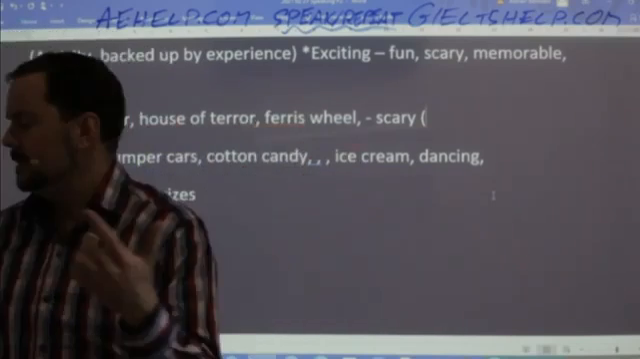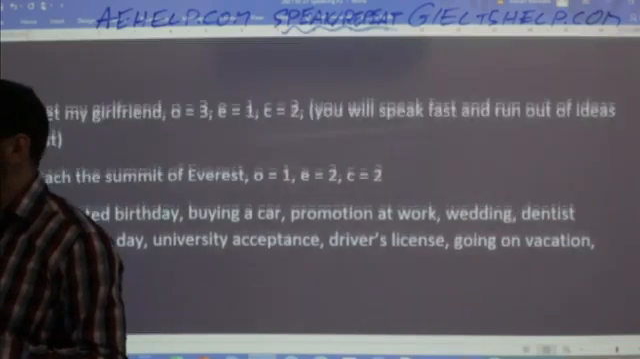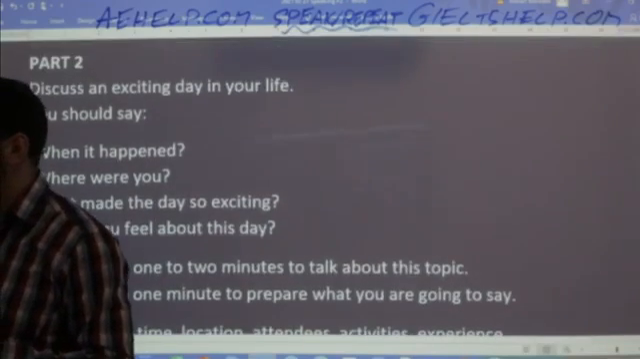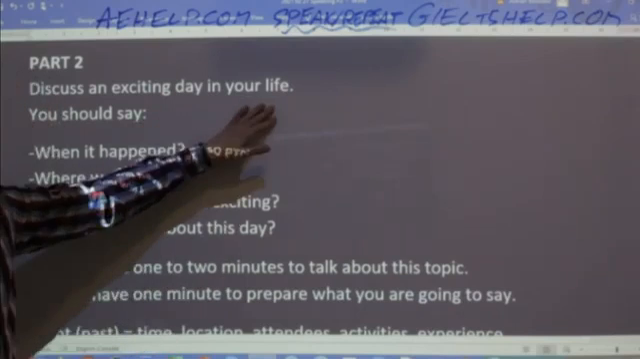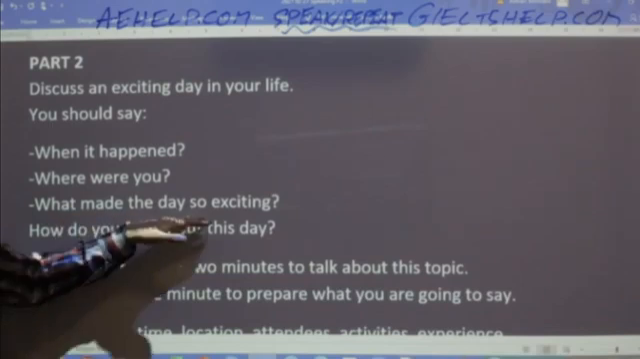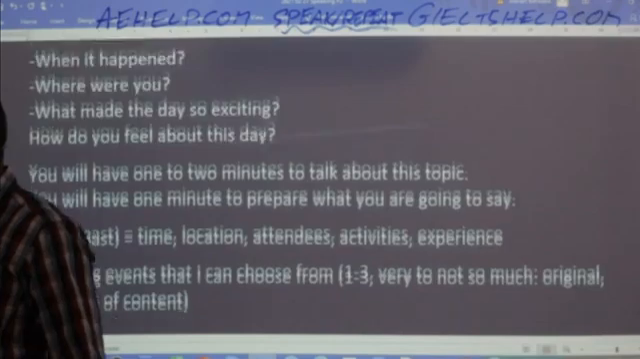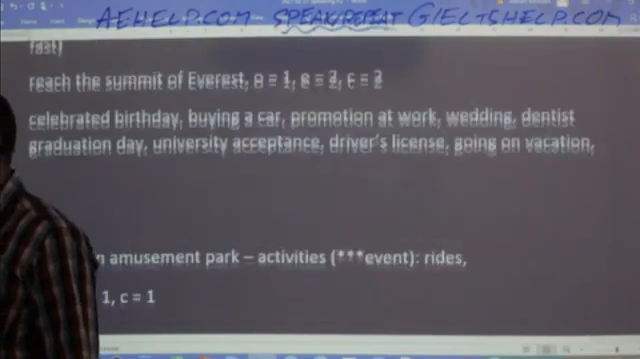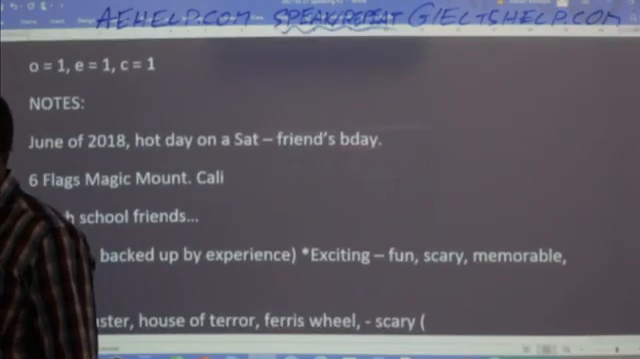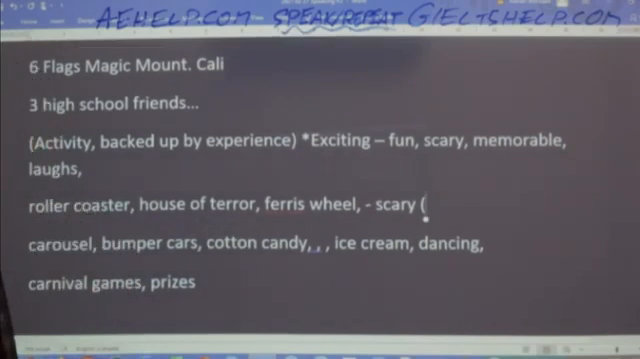Okay. For many people that are joining in, because I saw one person saying, I don't know what he's talking about, we're answering this Part 2 cue card. Discuss an exciting day in your life. Say when it happened, where you were, what made the day so exciting, and how you felt about this day. And right now we're taking some notes and some ideas to answer that question. And I'm showing you how to go into details.